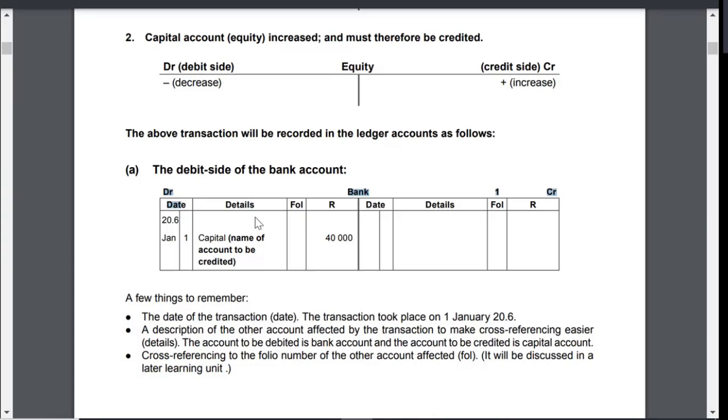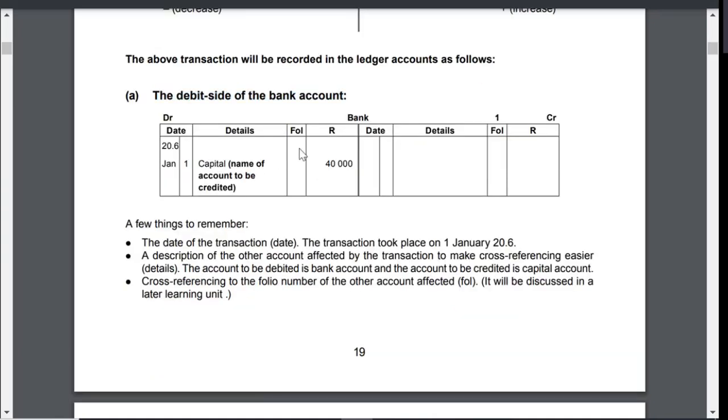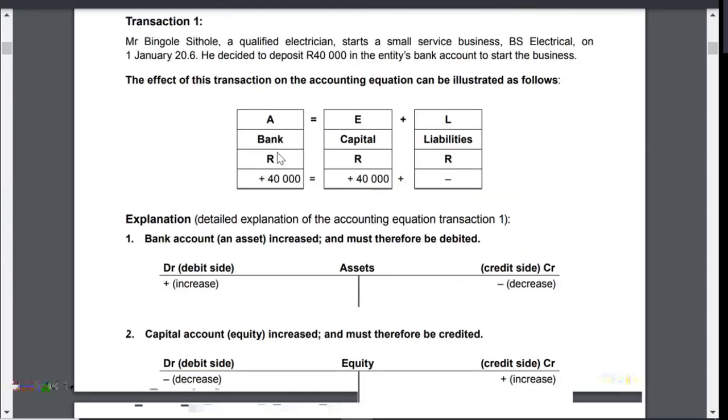So the question now is, when you're looking at this general ledger on your own, you need to understand why it is on the debit side. The reason this bank account is on the debit side is because money was deposited into the business's bank account. And when money comes into the business's bank account, it increases the asset which is bank. That's why the bank account is debited.